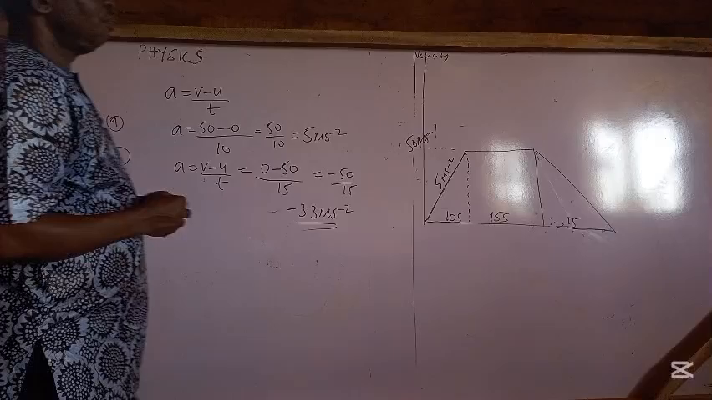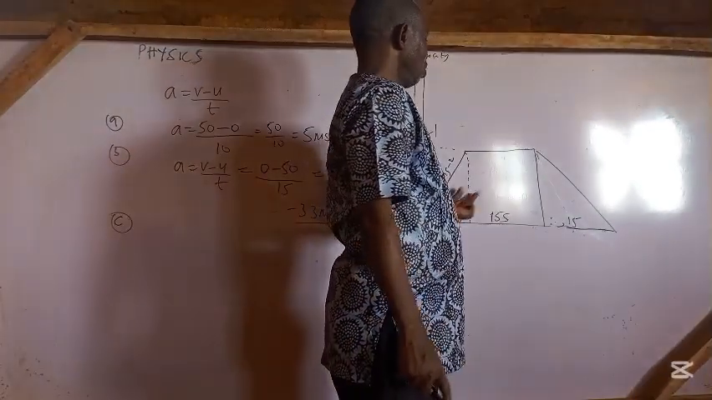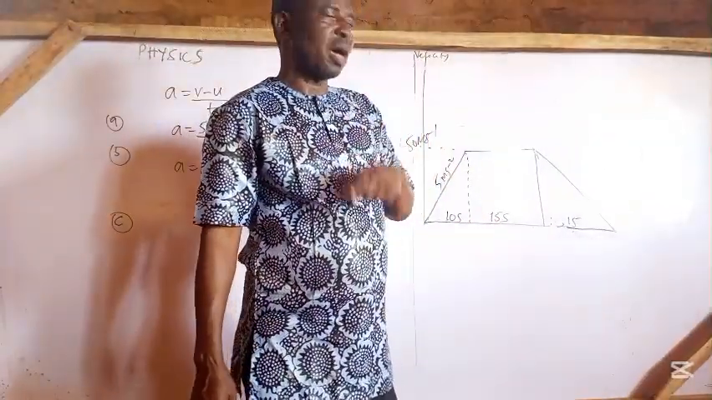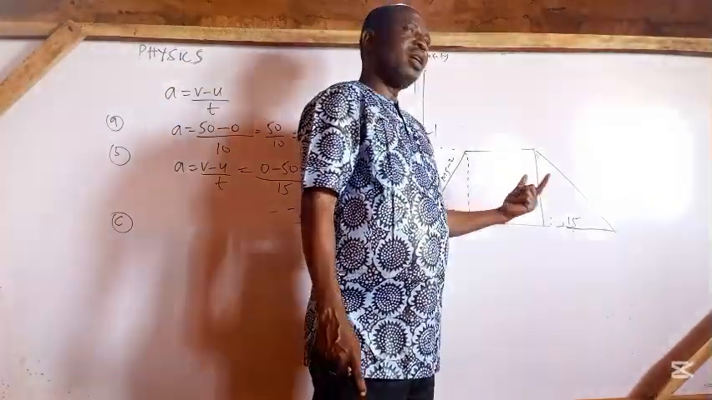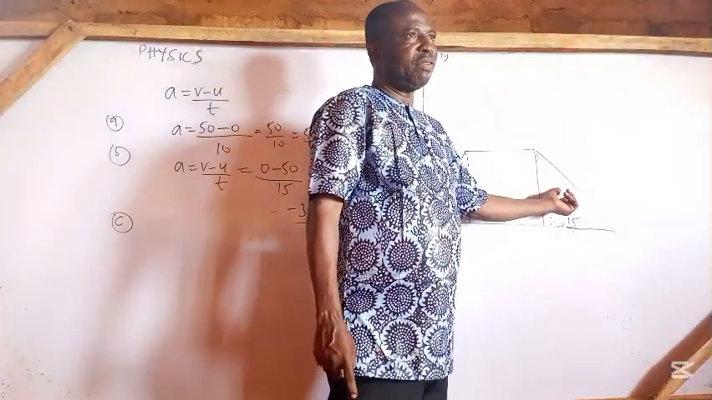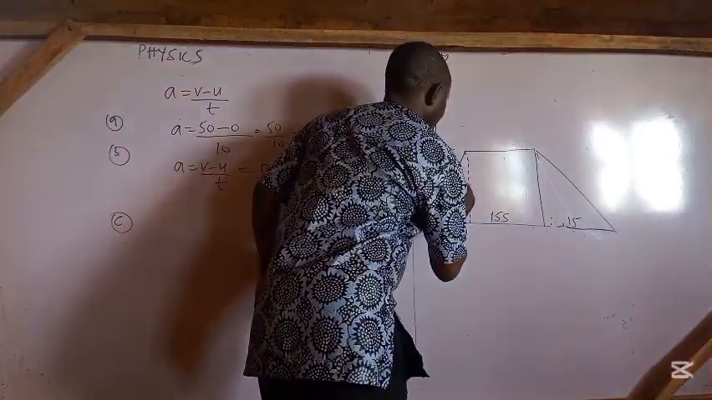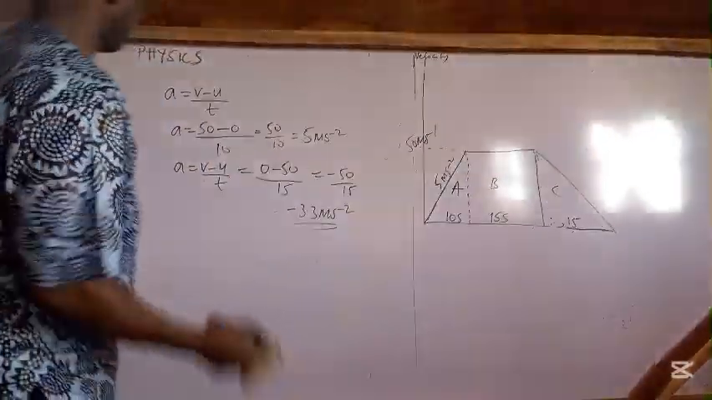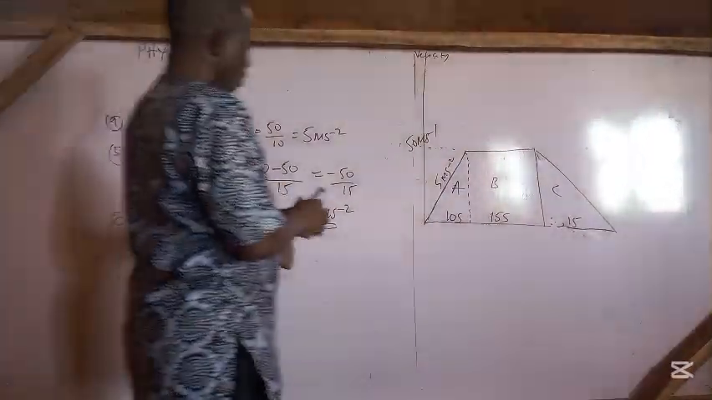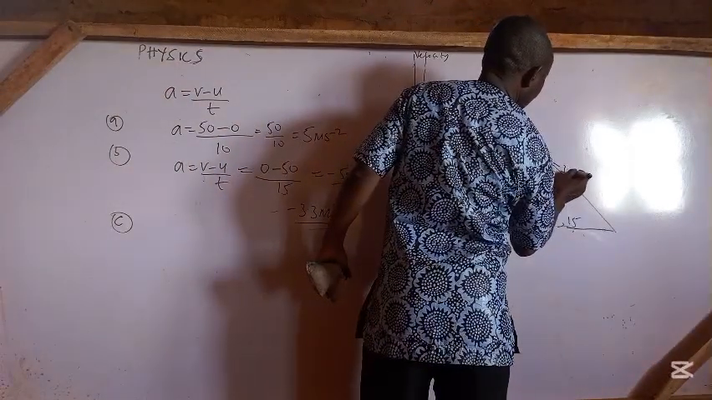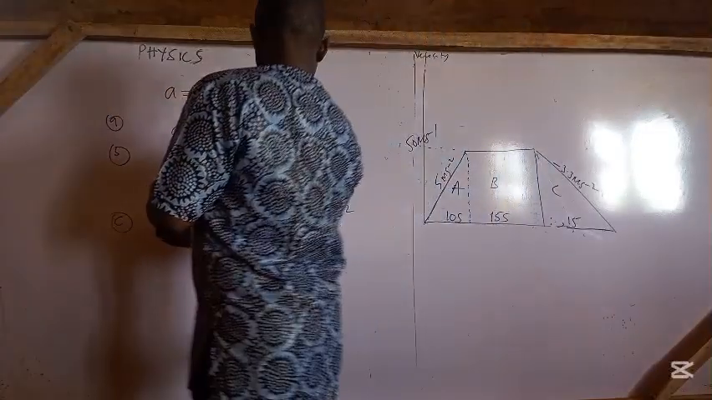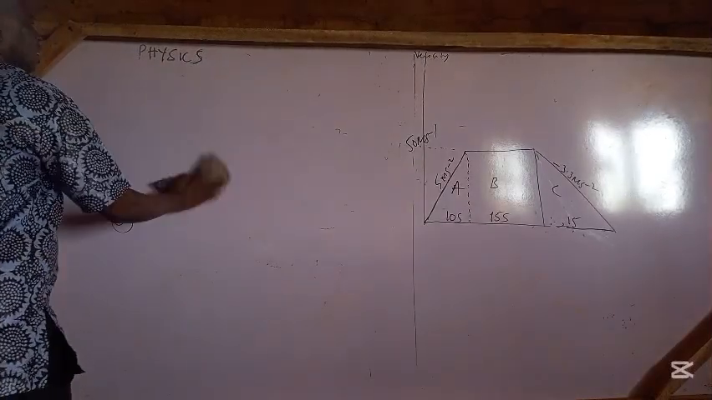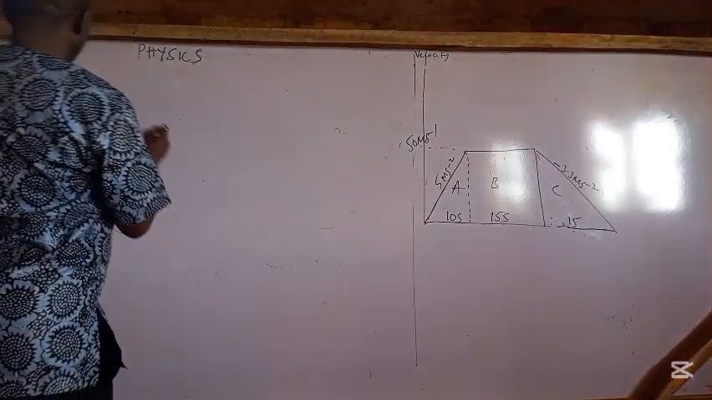So you know here we have three shapes: triangle, rectangle, triangle. Area of a triangle is half base times height. Rectangle is length times breadth. We have three shapes. Let's label them A, B, C, and let me write this one here: minus 3.3 meter per second square. So now we want to find the total distance covered.